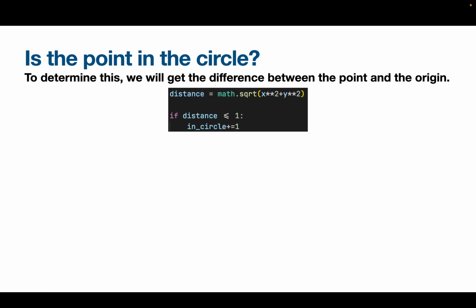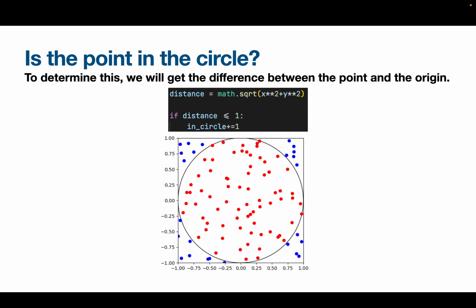The distance we have to square. This is just a simple formula for getting the distance. I'm sorry, I said difference earlier, but it's the distance between that point and the origin. If the distance is smaller than or equal to 1, then that point is inside the circle.